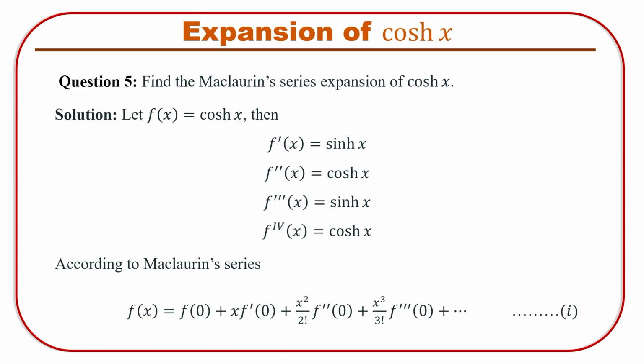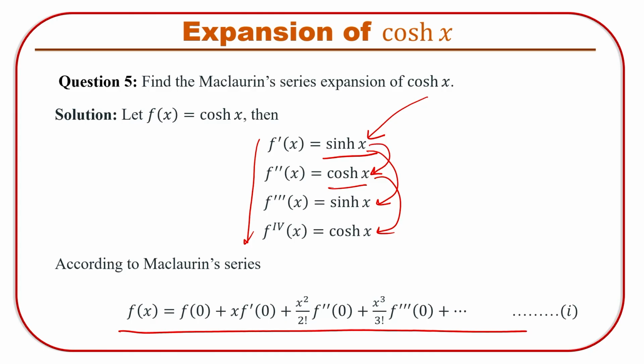So, for cos hyperbolic of x, we have to find out the derivatives. These derivatives are also alternate derivatives. As you can see, the first derivative of cos hyperbolic is sine hyperbolic, that means the second derivative is cos hyperbolic, and again it is going to be sine hyperbolic, again cos hyperbolic. So, it is just an alternating thing, and we use the Maclaurin series formula, that is f of 0 plus x into f dash of 0 plus x square by factorial 2 f double dash 0 plus x cube by factorial 3 f triple dash of 0 and so on.